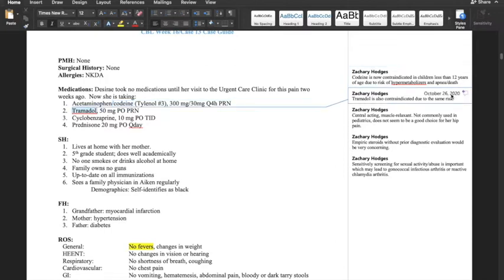Tramadol also carries the same contraindication. It's not a typical narcotic, and it has various side effects and various actions. And in kids, we really try to stay away from it. Next is cyclobenzaprine. This is a central acting muscle relaxant, not used in kids.